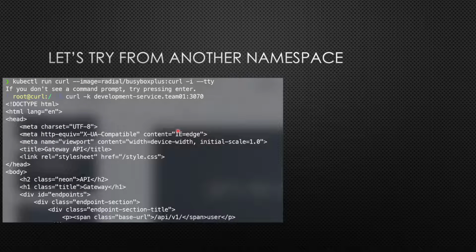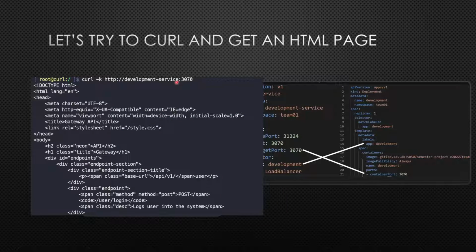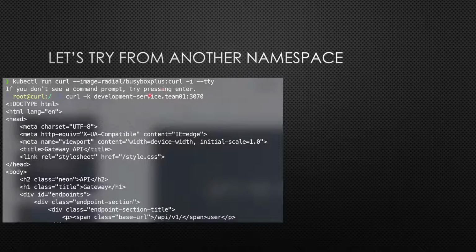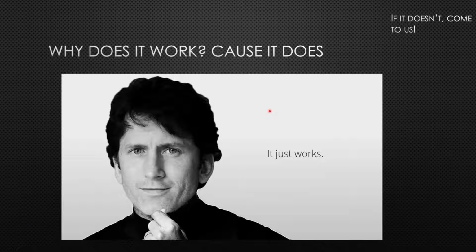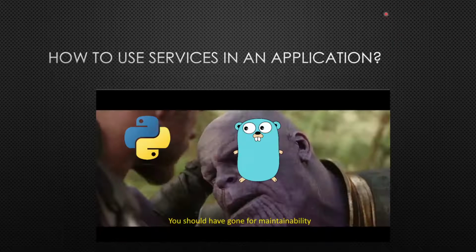Let's try from another namespace. And remember, here we didn't append the namespace on. Here we have to, because we're in another namespace. Right now we're in team 12, that is my namespace, or my group's namespace. And indeed it works again. Literally just works. Use the name of the service. And if it doesn't work, then come to us. We are very happy to help.